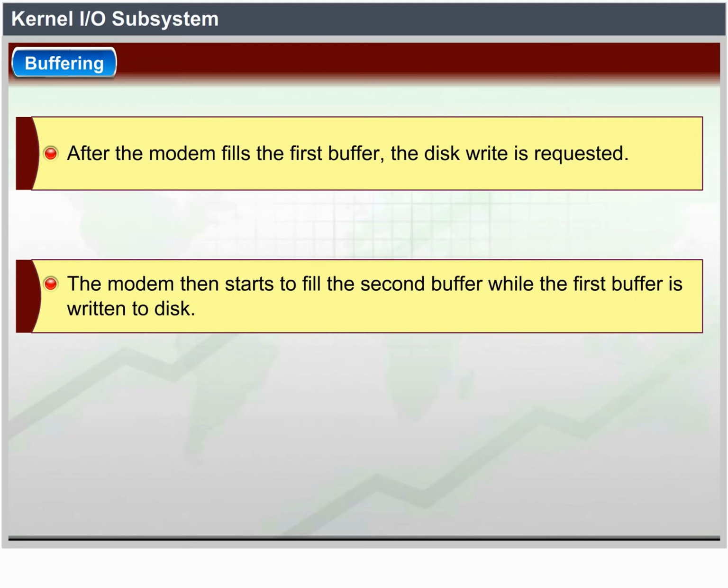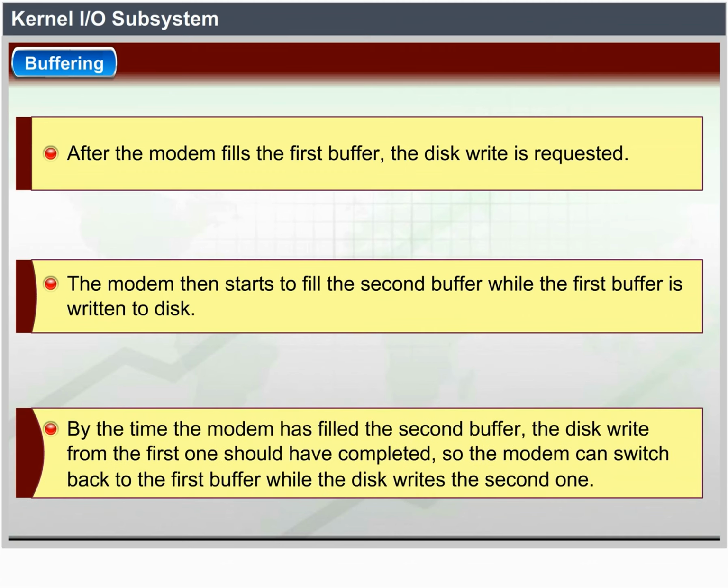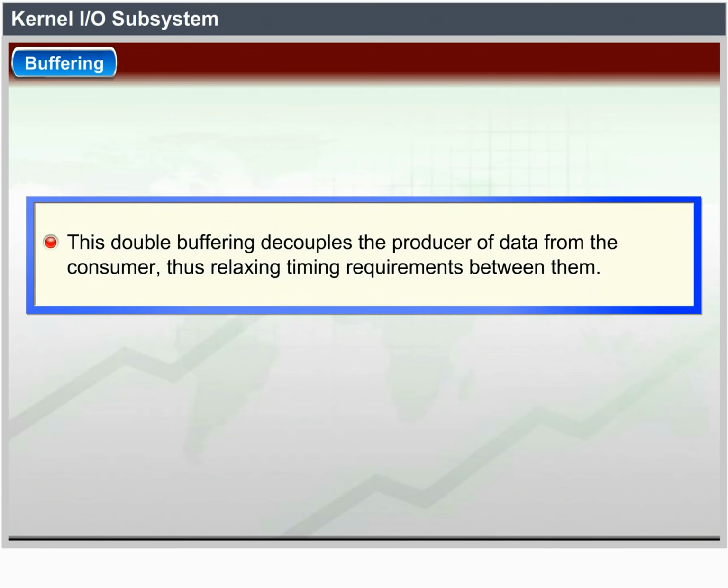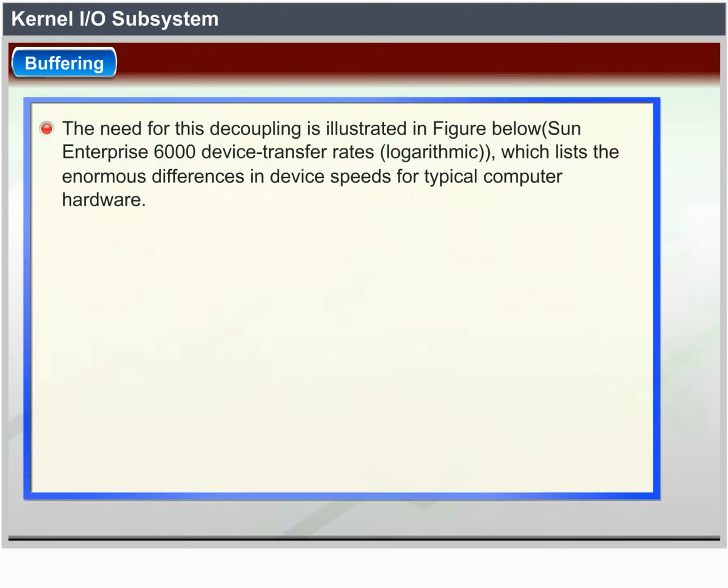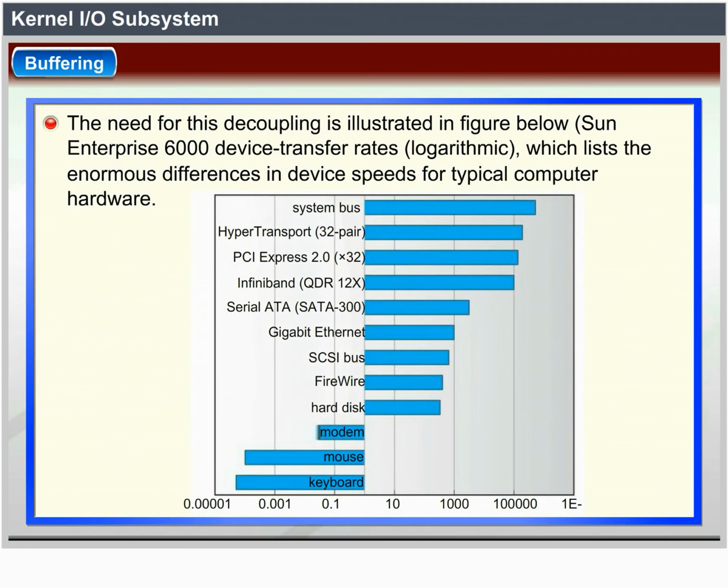By the time the modem has filled the second buffer, the disk write from the first one should have completed, so the modem can switch back to the first buffer while the disk writes the second one. This double buffering decouples the producer of data from the consumer, thus relaxing timing requirements between them. The need for this decoupling is illustrated in the figure below: Sun Enterprise 6000 device transfer rates, logarithmic, which lists the enormous differences in device speeds for typical computer hardware.